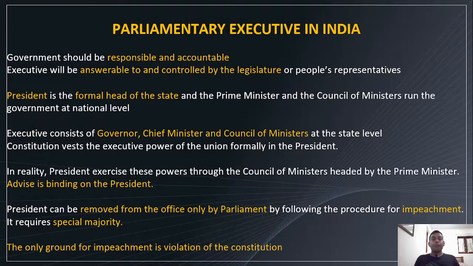Moving on, the parliamentary executive in India. Our next topic is parliamentary executive in India. Government should be responsible and accountable. Government in the sense executive. Executive should be responsible and accountable to whom? To the legislature, right? Executive will be answerable to and controlled by the legislature or people's representatives.